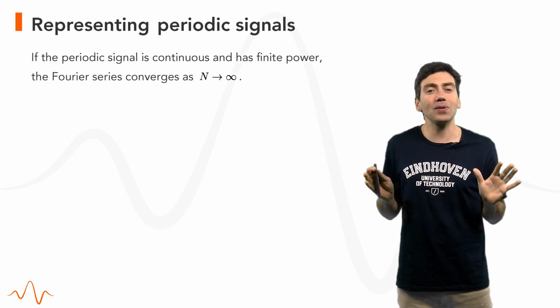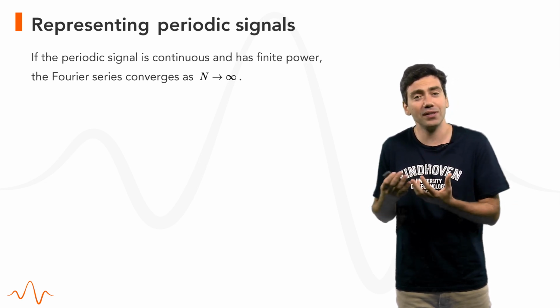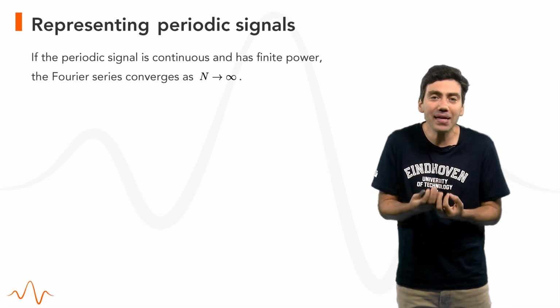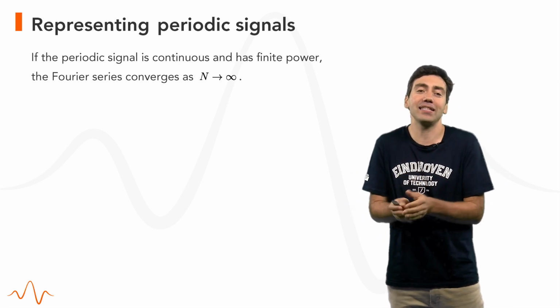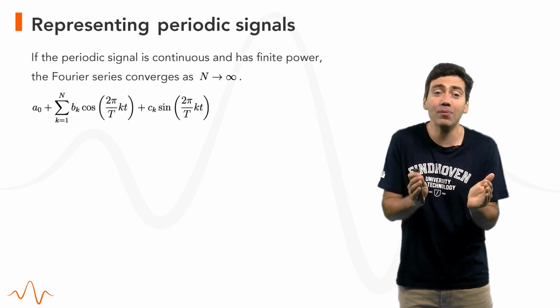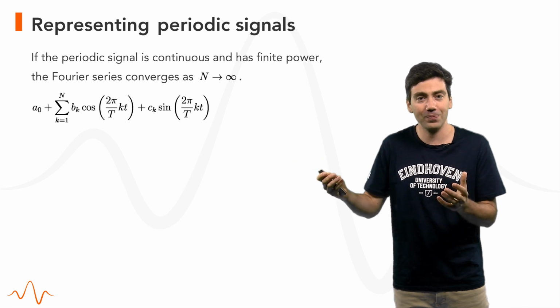Now, this is the main result, and basically tells us that most signals of interest, which are continuous, can be exactly represented by a so-called Fourier series, which is obtained by this approximation with a finite number of sines and cosines capital N as we let capital N go to infinity.